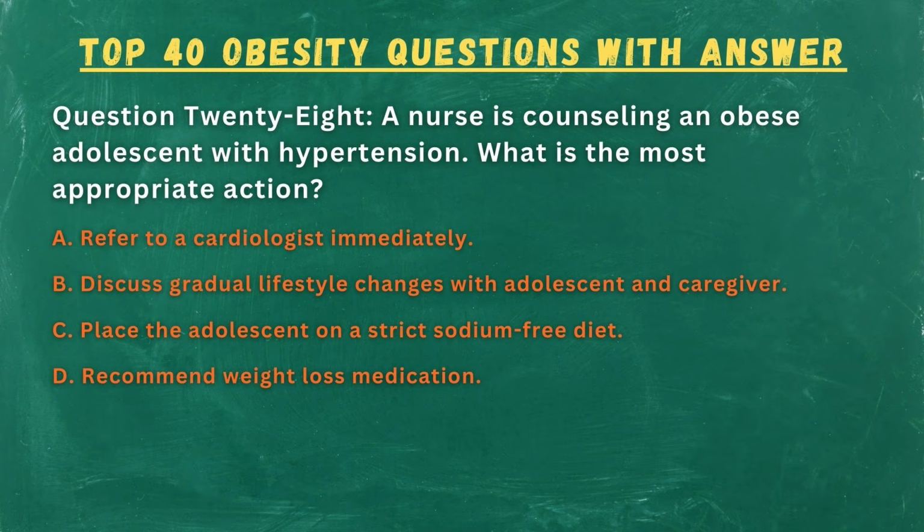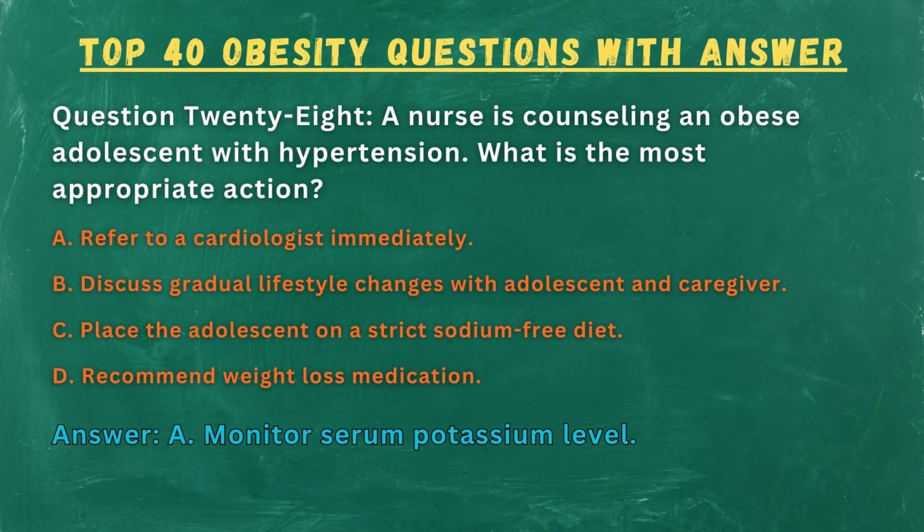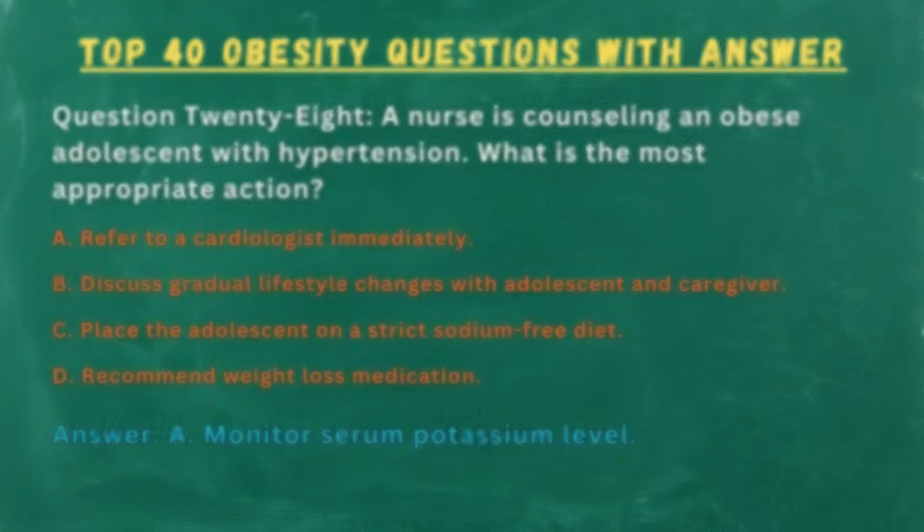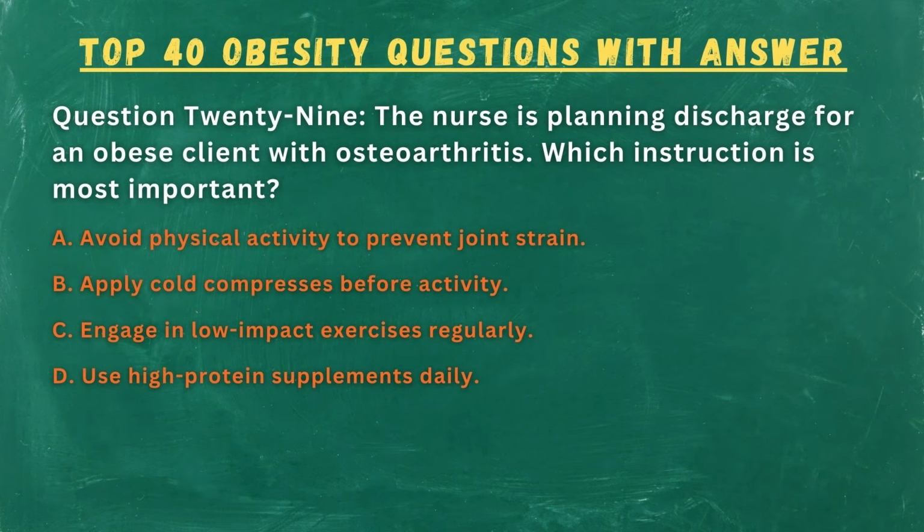B. Discuss gradual lifestyle changes with adolescent and caregiver. C. Place the adolescent on a strict sodium-free diet. D. Recommend weight loss medication. Answer. B. Discuss gradual lifestyle changes with adolescent and caregiver. Question 29. The nurse is planning discharge for an obese client with osteoarthritis. Which instruction is most important?